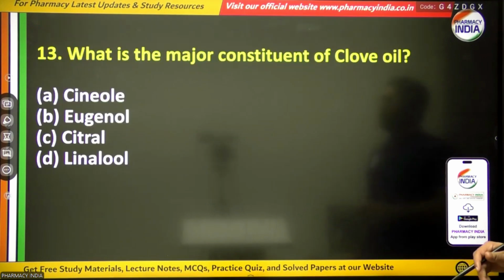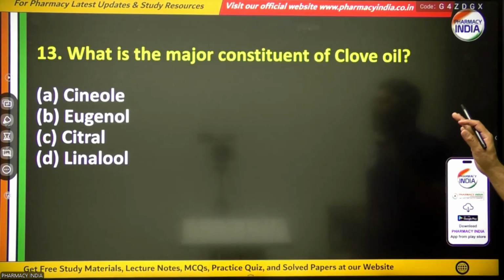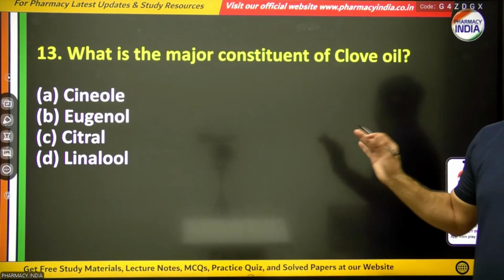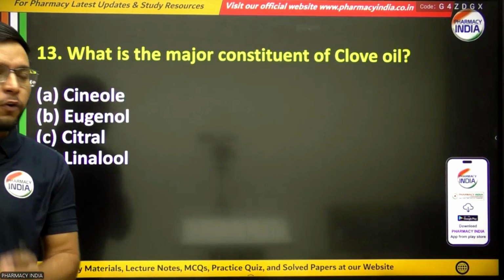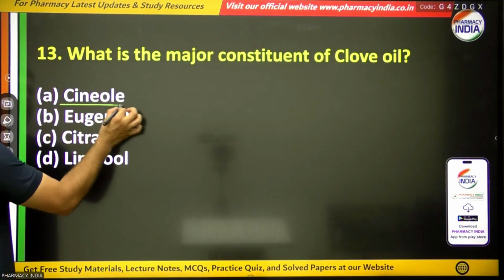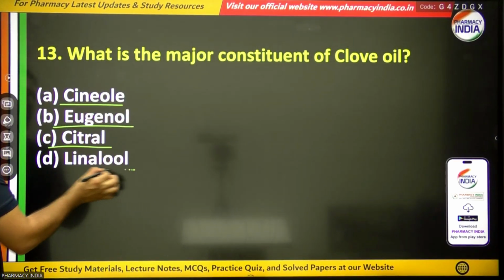Okay. Now, coming to the next question: what is the major constituent of clove oil? What is the major constituent of clove oil? The options are cineol, eugenol, citral, or linalool.